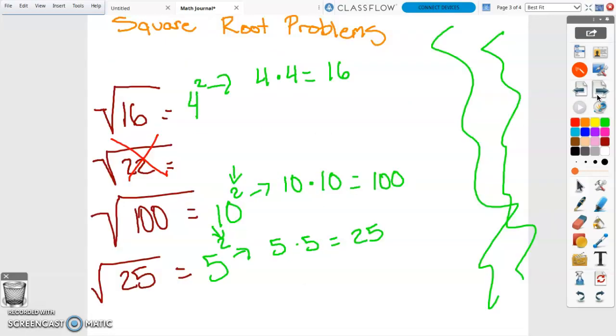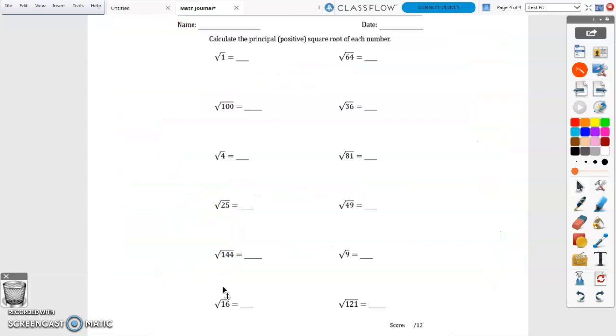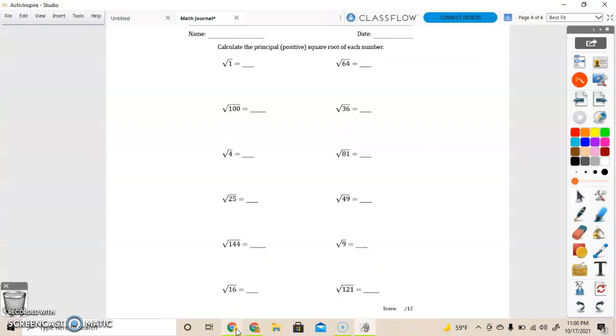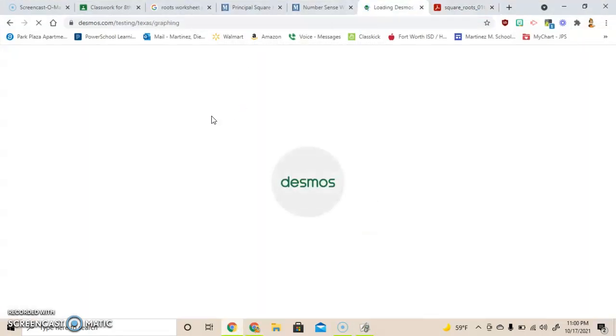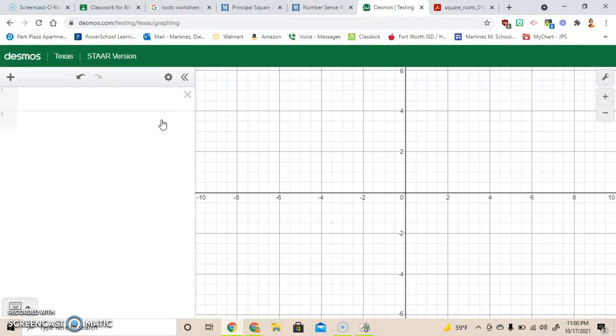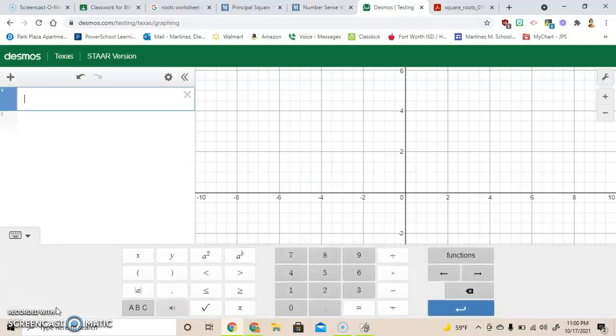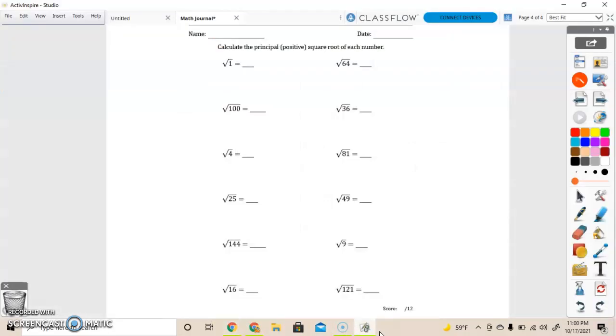Now, we're going to solve more problems this time. And remember, you can use decimals as well. We're probably going to use decimals to solve some problems. You use the show keypad and you find the square root sign. Now, let's move on. We have: calculate the principal or positive square root of each one.